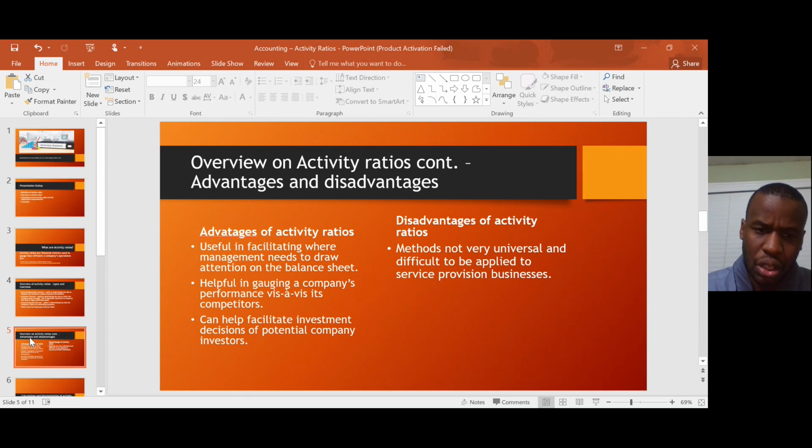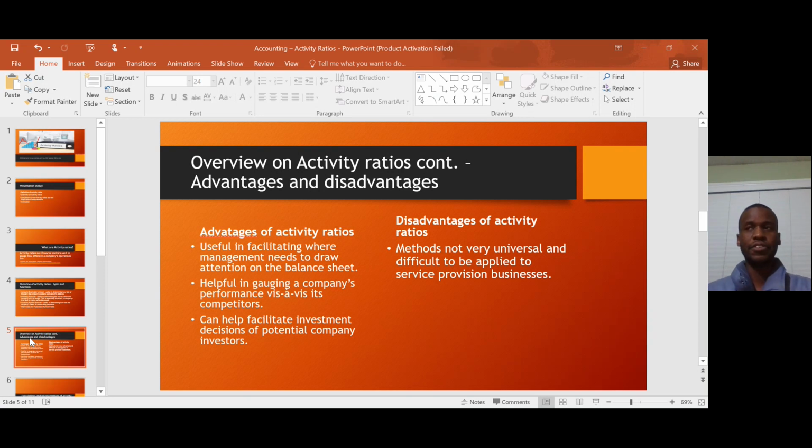Then they're also very helpful in terms of gauging a company's performance vis-a-vis competitors. Let's use the turnover ratio. For instance, companies which sell similar products, but you find that maybe for company A, the products are taking a longer time than company B. That means company A is performing worse compared to company B, which drives us to the third advantage. They are very useful for investors who wish to invest into particular companies. So if I'm an investor and I see company B is performing better than company A, most likely I will put my investments in company B.